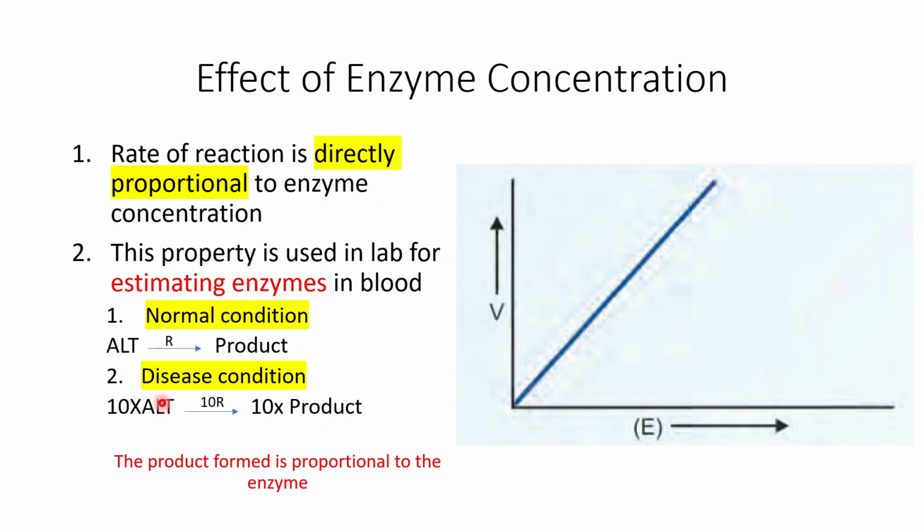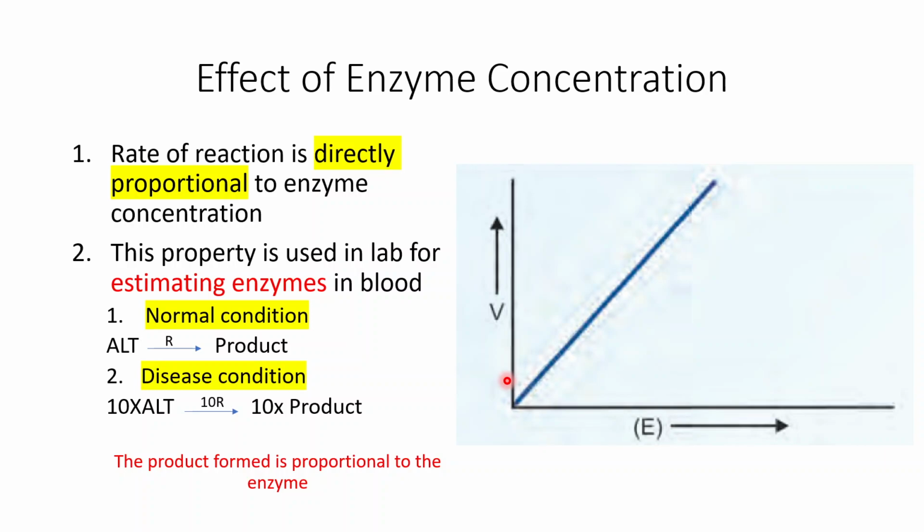But when we look at a disease condition, for example a disease of the liver, the enzyme present in the blood is higher. For example, let us assume it is 10 times higher. Now when this 10 times higher enzyme is present in the blood and is made to undergo a reaction, the product which will be formed is also 10 times more. So by estimating the product, we can estimate the enzyme. This is the principle used to estimate enzymes in the blood, which is based on the effect of enzyme concentration on the rate of the reaction.